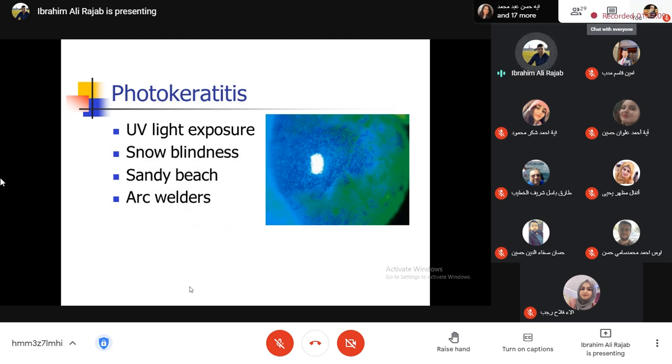Treatment: it will resolve spontaneously in 24 hours. The epithelium will heal, but we may aid the symptoms by giving the patient cycloplegic agent to relieve spasm, and we may put a bandage contact lens.